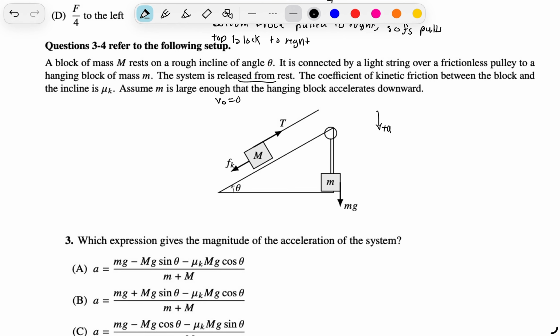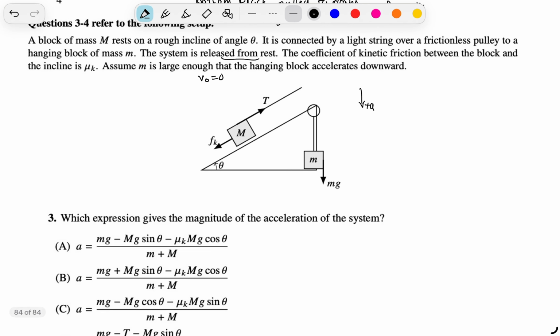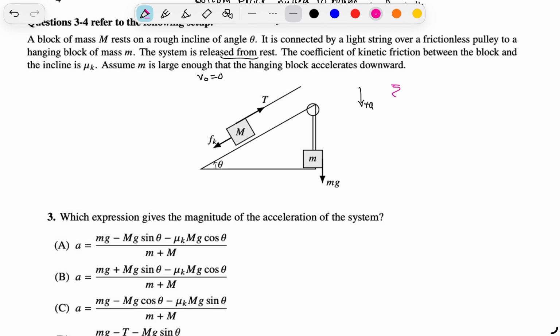So what we have is, for the hanging mass, we're going to make our downward direction as positive.